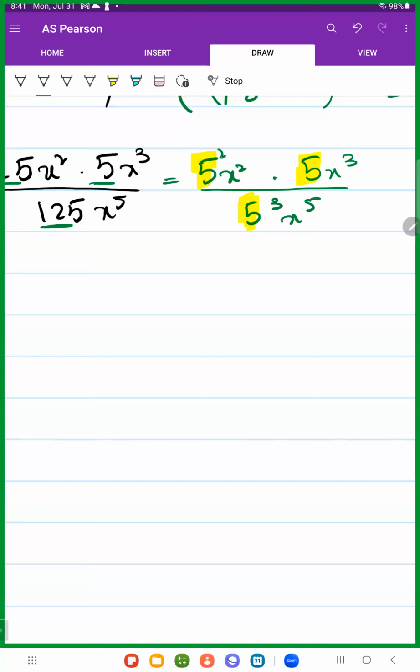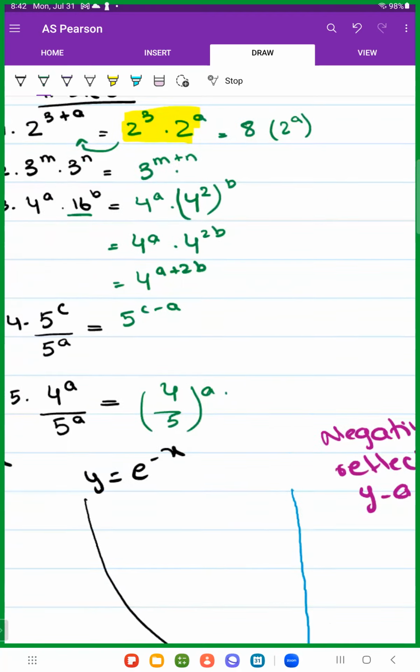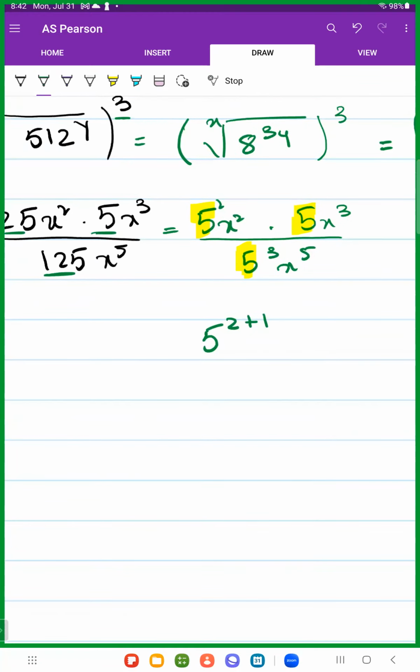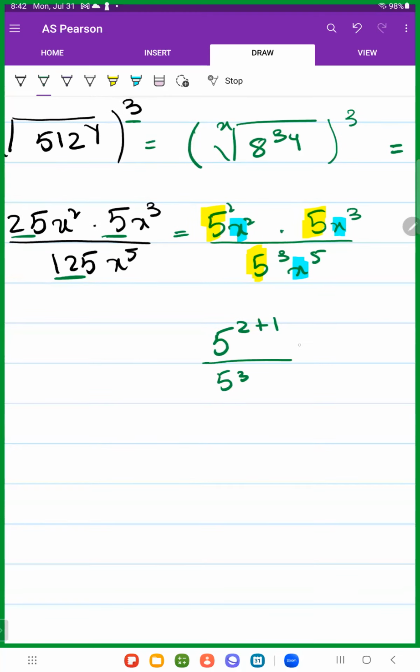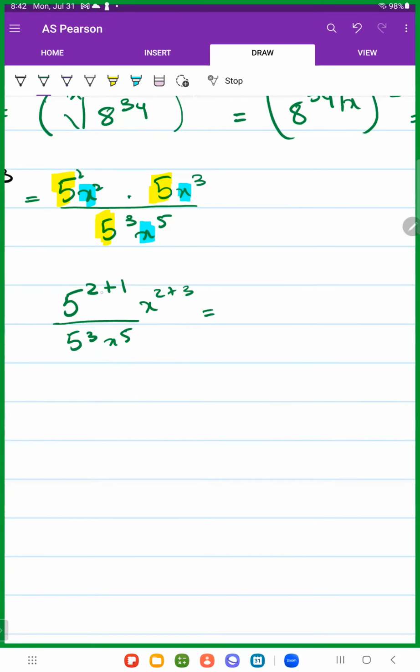So 5 squared into 5 would give you 5, and you will add the powers. This is what we did over here in the first rule. When the bases are the same, we add the powers. Okay, and we have 5 cubed in the denominator. Again, the bases are the same in x. So first we can add the powers: x to the 2 plus 3 upon x to the 5. So 5 cubed upon 5 cubed would give me 1, and x to the power 5 upon x to the power 5 would again give me 1. So this would be your answer.